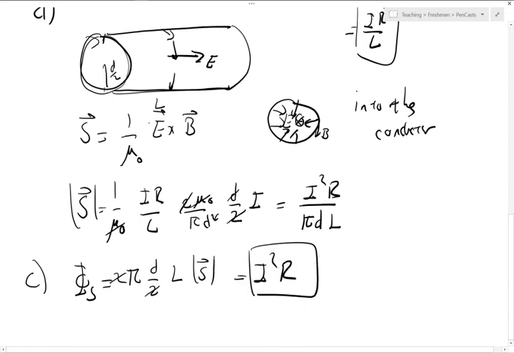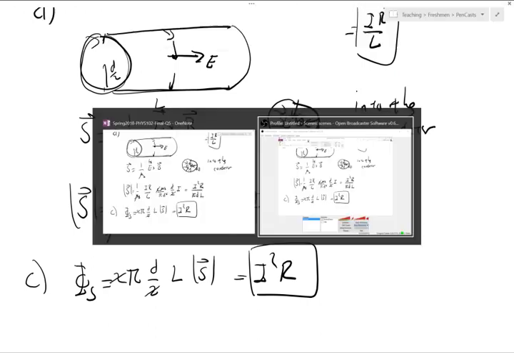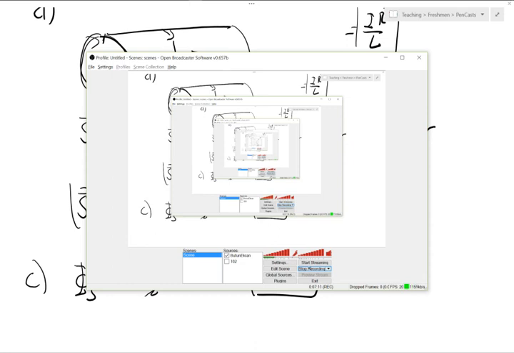Now what's I squared R? It's the energy dissipated in the resistor per unit time. So this is essentially as if you're sucking all this energy from vacuum. So you have to be careful considering this energy flow and Poynting vector, which is a really nice way to see what the Poynting vector does.